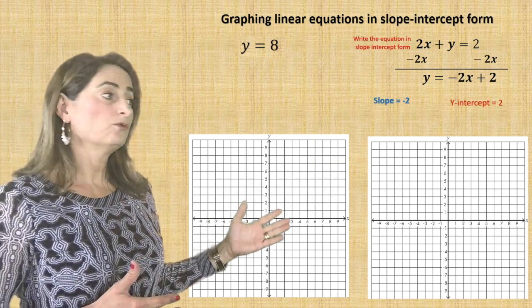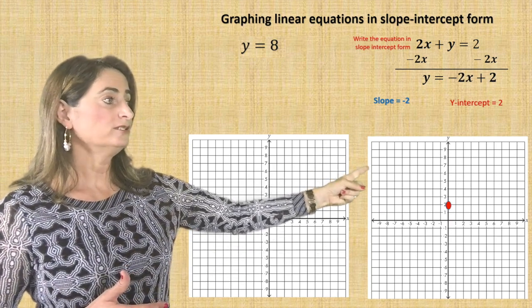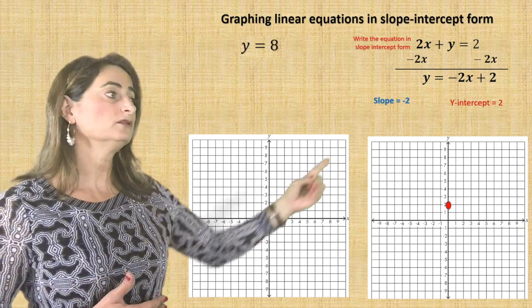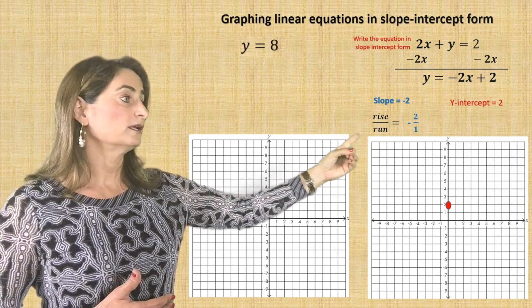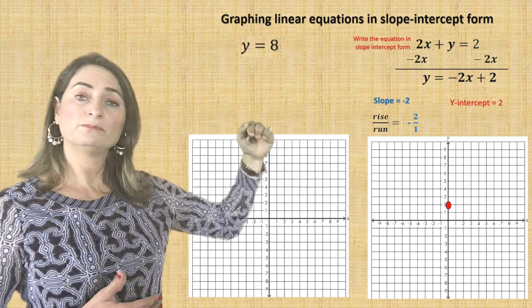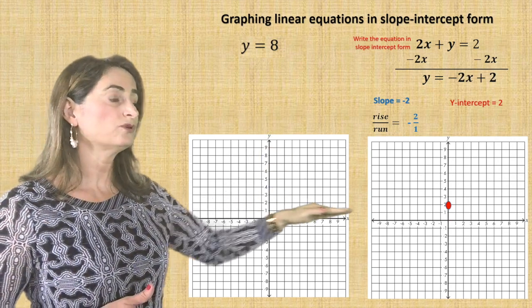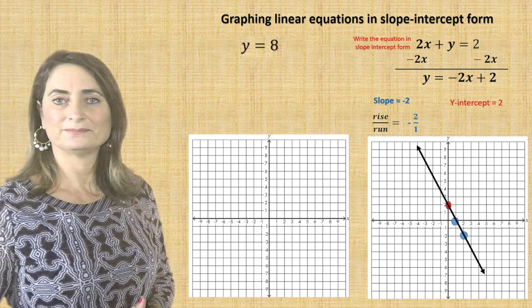You always start with the y-intercept. So go on the y-axis, find 2 and put that dot, and it's the red dot. Now we use the slope, and I want the slope to be rise over run. So the slope is -2. Put it over 1 to make it a fraction, which means you go down 2, right 1, go down 2, right 1, and put the dots, and then connect them.